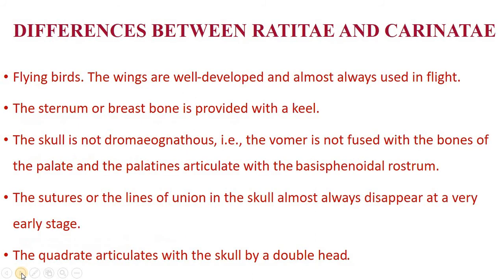Further, we shall see the general characteristics of the Carinatae, or the flying birds. In flying birds, the wings are well developed and almost always used in flight. There are different types of feathers, like the contour feathers, the down feathers, the filoplumes, etc. These wings form an interlocking mechanism, and this interlocking mechanism helps the birds keep on flying in the air.